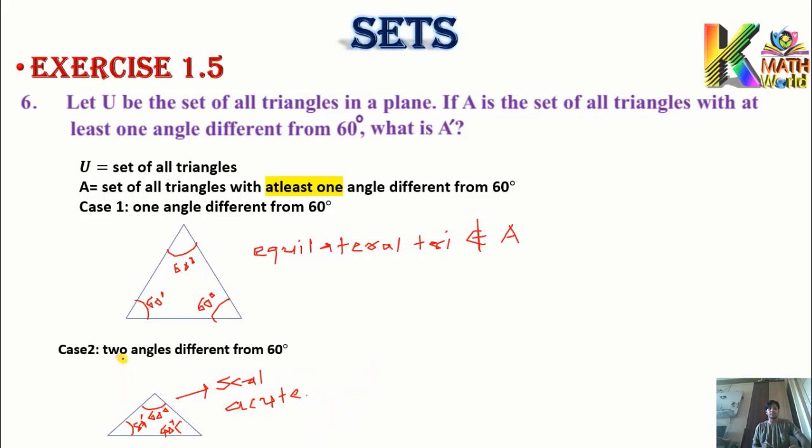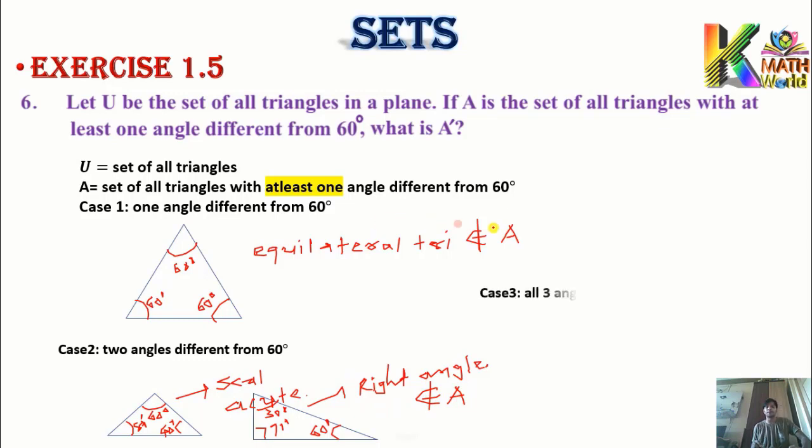See the next case, in which only two angles are different from 60. One angle is compulsorily 60. Suppose this is 90 degrees, then this must be 30 degrees. So you can see two angles are different from 60 in this triangle, and the right angle triangle is also possible. So the scalene acute triangle and the right angle triangle both lie in set A, because this possibility holds true.